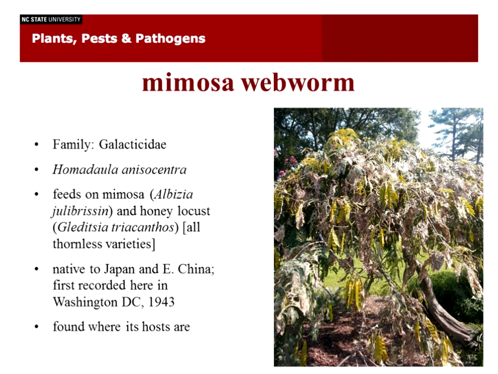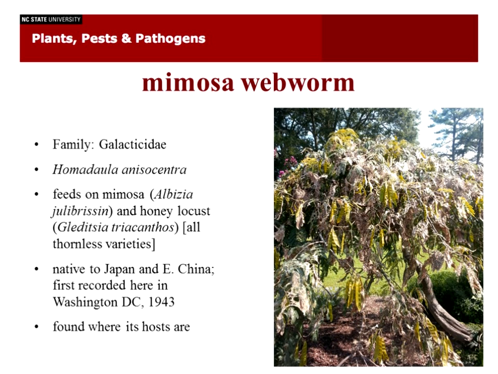Now, the insect is actually native to Japan and eastern China, where mimosa is native to, and it was first recorded here in Washington, D.C. in 1943. So it's been around for a while. As the spread of mimosa and honey locust has continued, these moths have also spread. So it's found wherever its hosts are found.